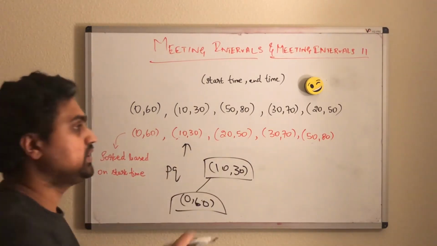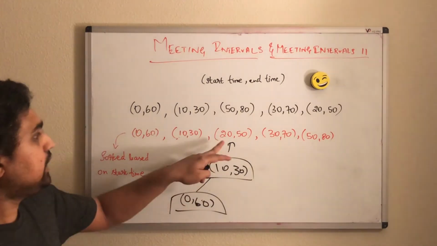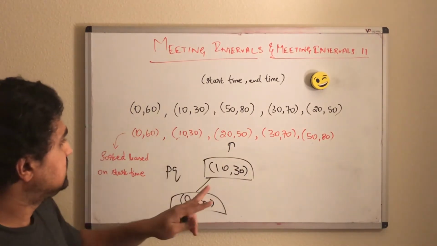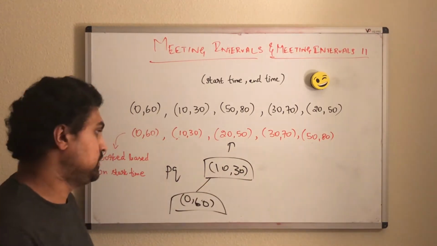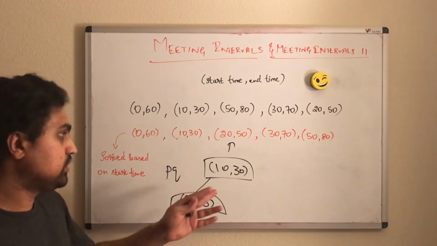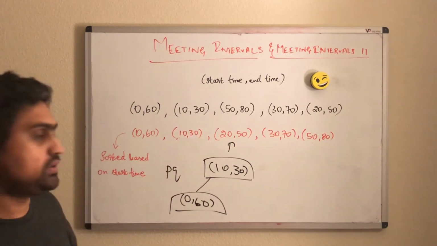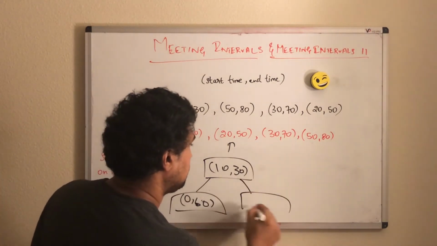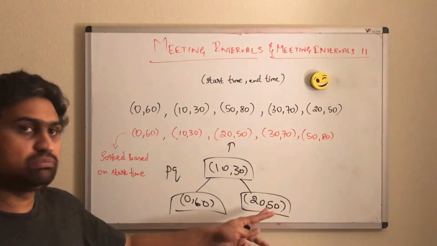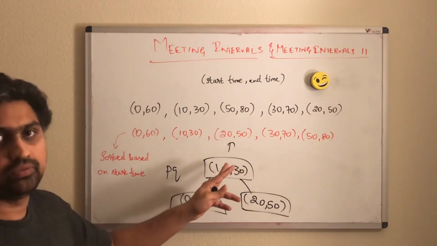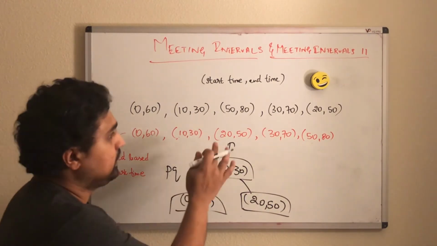Now let's move to the new meeting. So the start of this meeting, 20, is still less than the end time of the root element of the priority queue. So that means again there is a conflict and we need a new conference room to accommodate this meeting. So let's add this meeting to the priority queue. Now the end time of this meeting is greater than the root element of the priority queue. So the order is fine and the priority queue will stay the same.